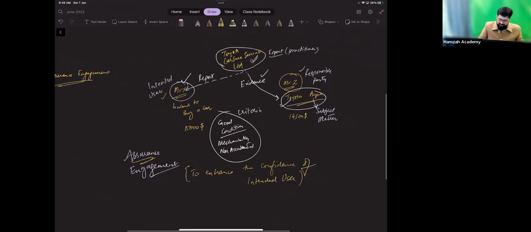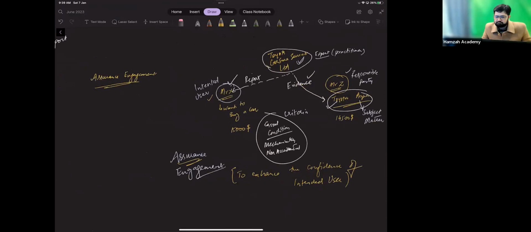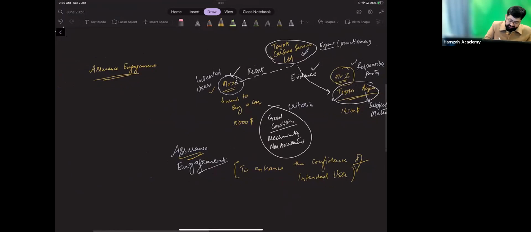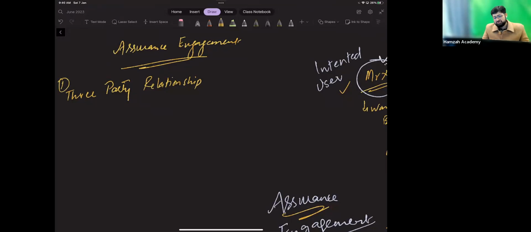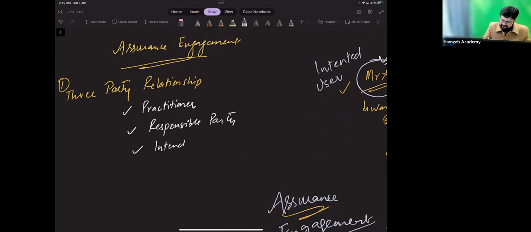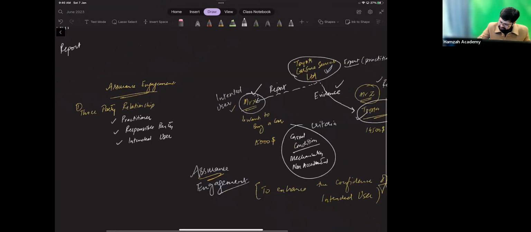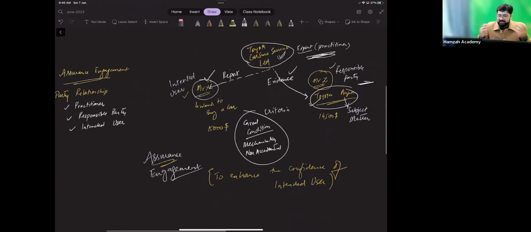Now, you see here, we will note down the points from it. In the assurance engagement, there are three parties involved. It is a three-party relationship. The one is practitioner. The second is responsible party. And the third is intended user. Three parties: practitioner, responsible party, and intended user.